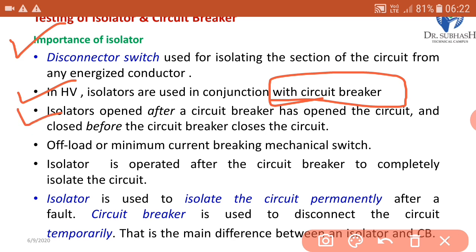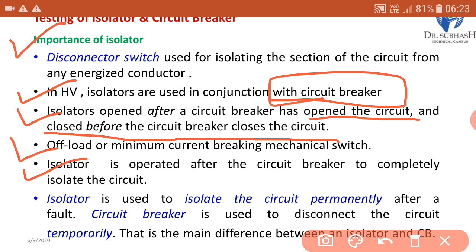Isolators are opened after a circuit breaker has opened the circuit and closed before the circuit breaker closes the circuit. So we can say that it is an offload device, an offload or minimum current breaking mechanical switch. Okay. An isolator is operated after the circuit breaker to completely isolate the circuit.